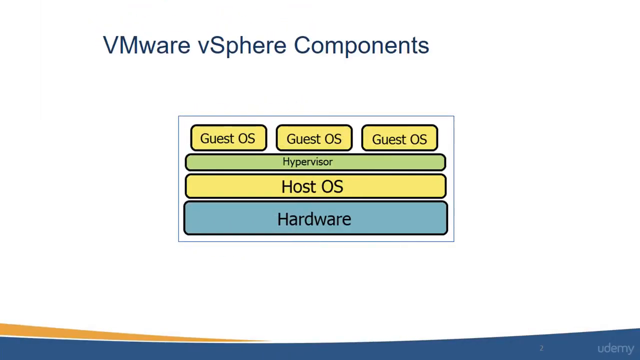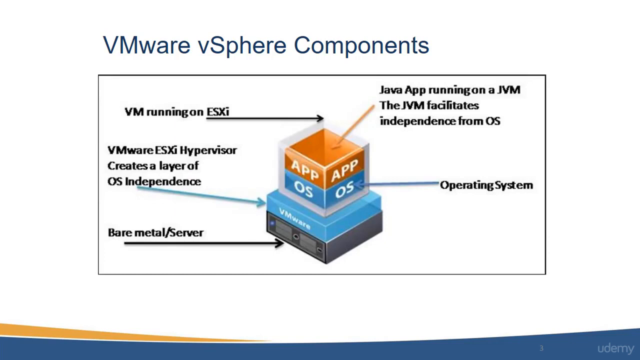So to manage our host, as you will see here, an example of the type 2 that we're going to use in our lab: the hardware, the host operating system, the hypervisor, and the guest operating system. And of course, in the real environment, we have the bare metal or the server with a VMware ESXi hypervisor that creates a layer of OS independence, and then we have a virtual machine running on an ESXi hypervisor, that contains the operating system and the application that we want.